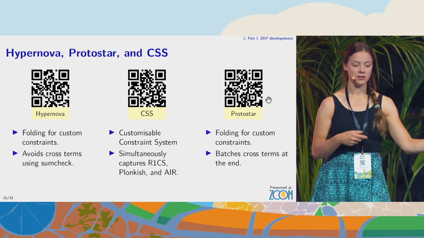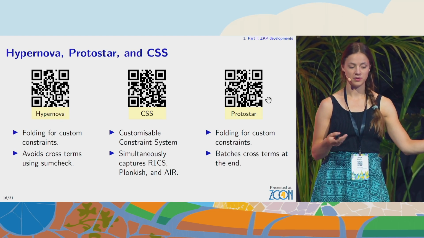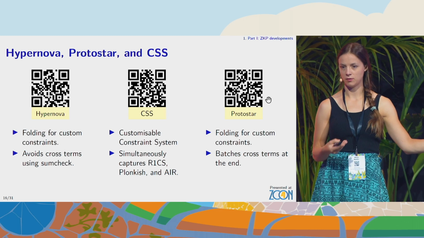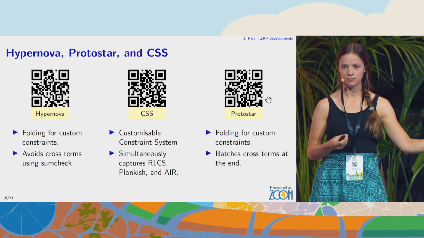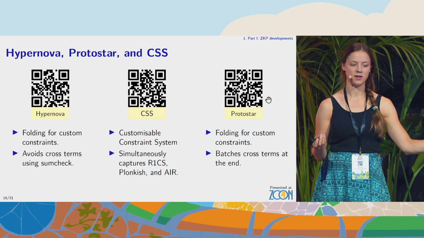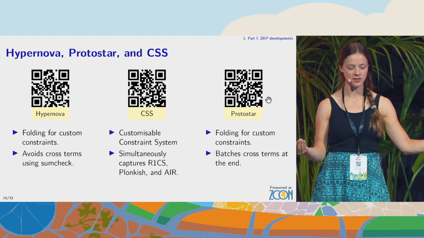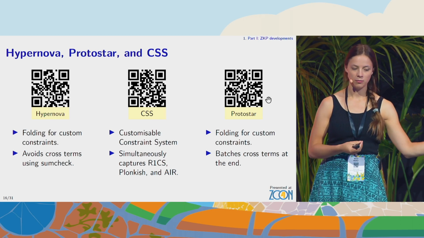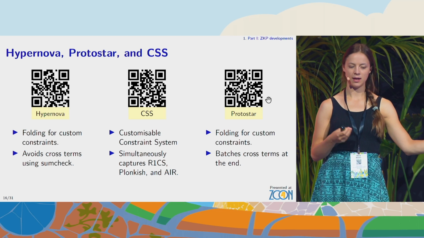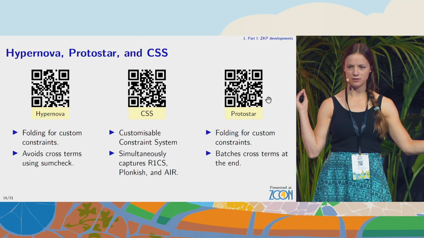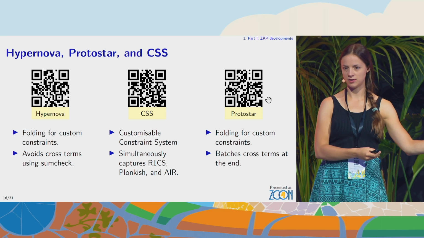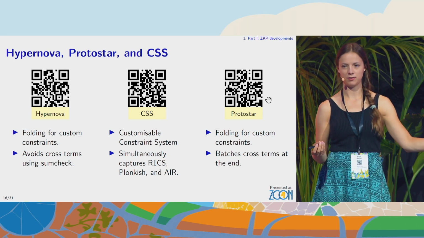Hypernova is avoiding cross terms using a sum-check argument, which I would say is their key technical insight. And by doing this, they're able to make things a lot faster than Nova was. Protostar is taking a different approach. It's not avoiding the cross terms. It's merely saying, if you have cross terms, then let's batch them all together at the end of the computation. And this is another way to make things really fast.